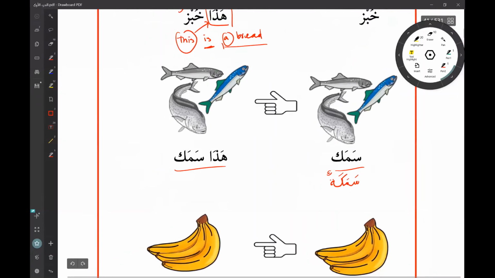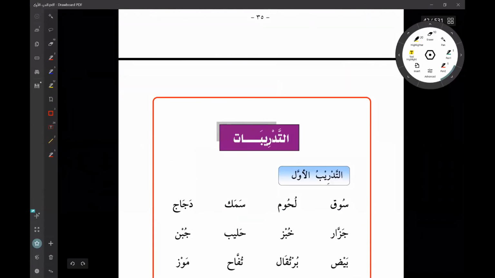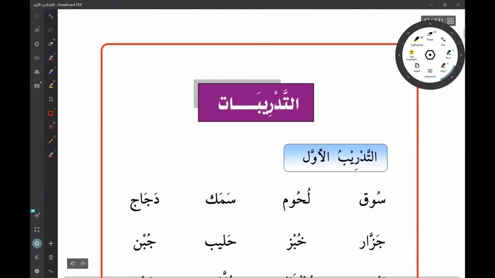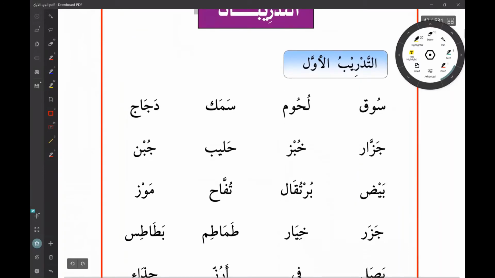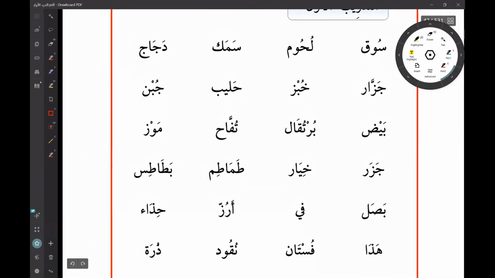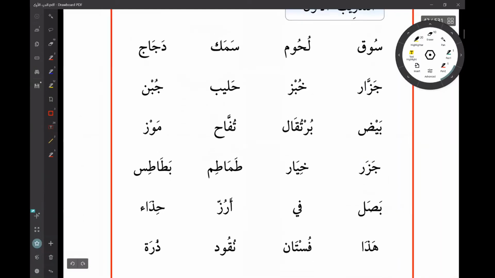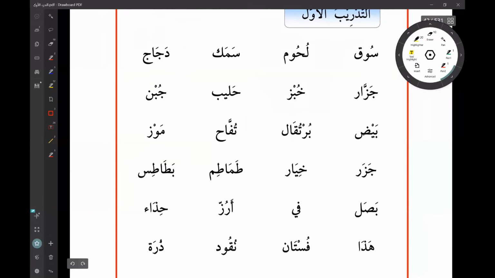Okay, anyway, so that's that. Now we have tadribat, which is exercises. At tadrib al-awwal, as always, these are the vocabulary words that you need to know from this lesson. Looks like there are a lot of them, but that's good.